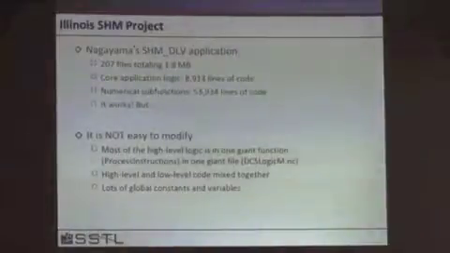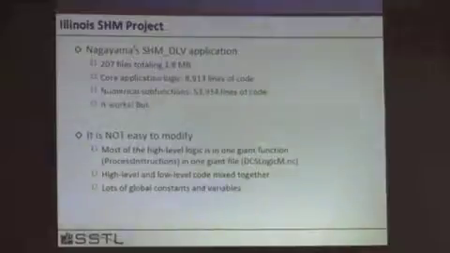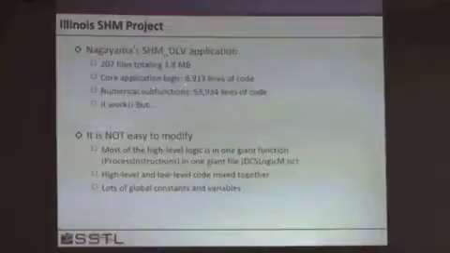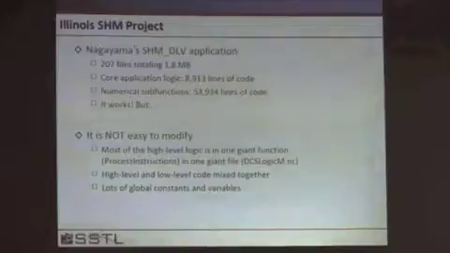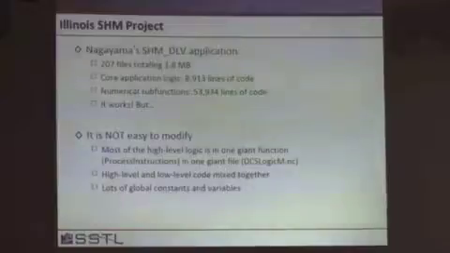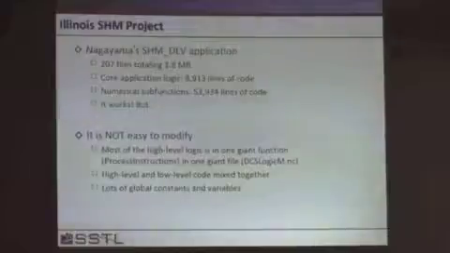The first student, Tomonori Nagayama, had 207 files to implement this damage detection strategy that I just showed you, 8,000 lines of code in the core application, and for the numerical subfunctions, 54,000 lines of code. That was for porting the LAPACK library. So it was a huge investment. I asked him, Tomo, how long would it take the next student to learn about this? And he said, oh, probably about a year. A year to learn the coding before you could actually start doing research.